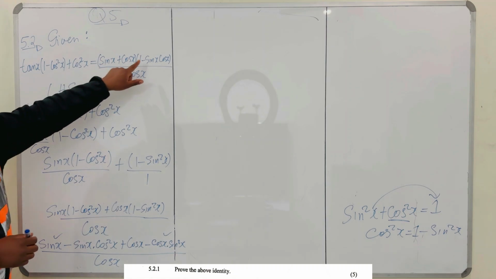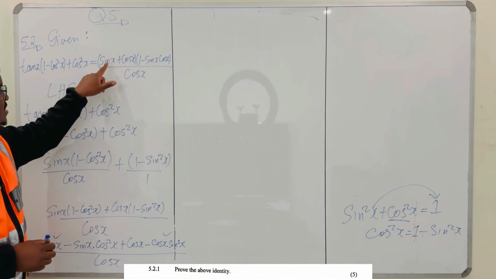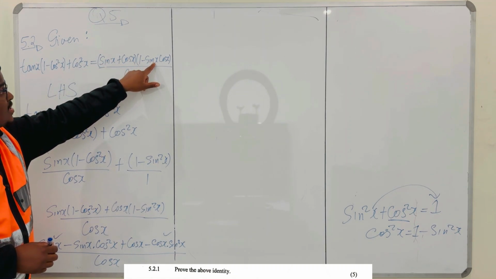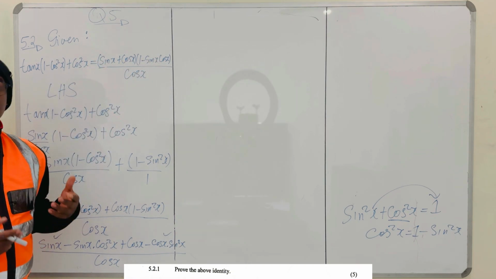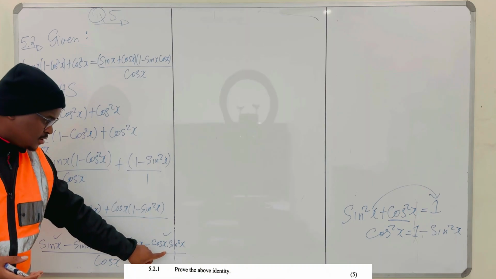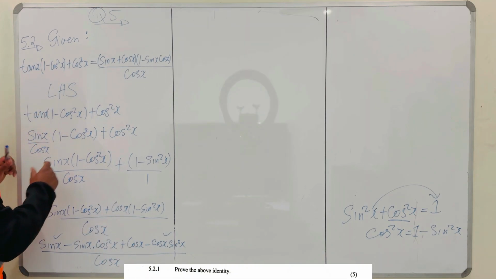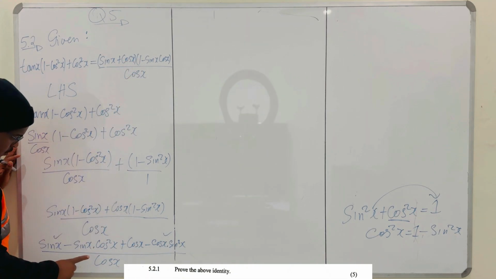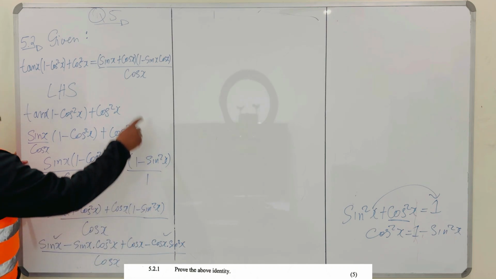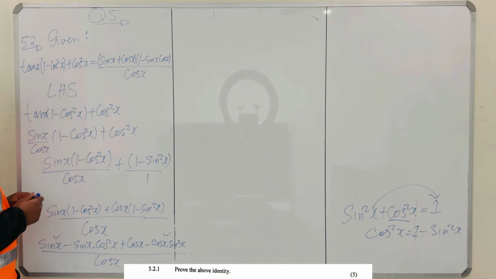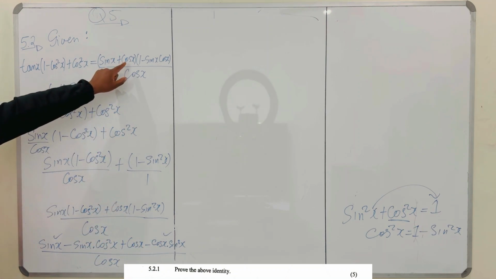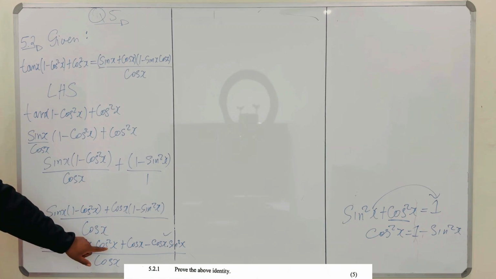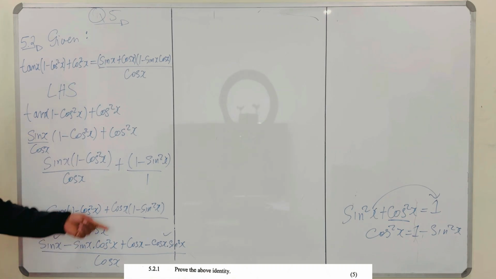Because if you multiply sine x times sine x cos x, it will be sine squared x cos x, which is this. Look, cos x times 1, you get cos x, which is this one here. Cos x times sine x cos x will be sine x cos squared x, which is what you have here. So this is exactly that, but that one is factorized and this one is not. So what we're left to do is just to factorize this part so that it goes back to that.